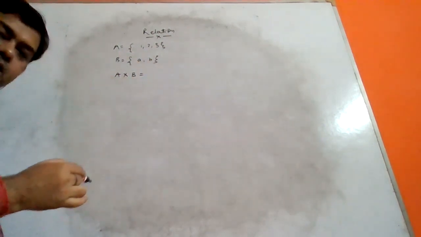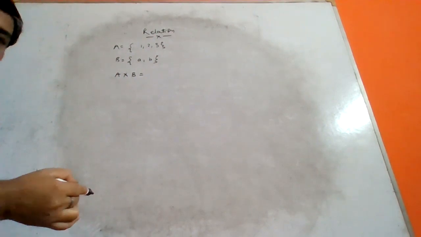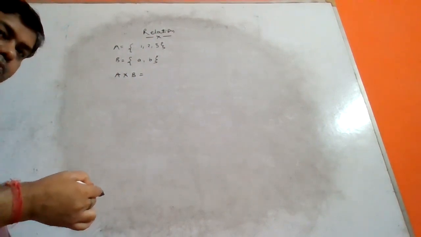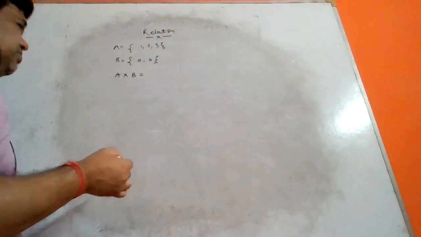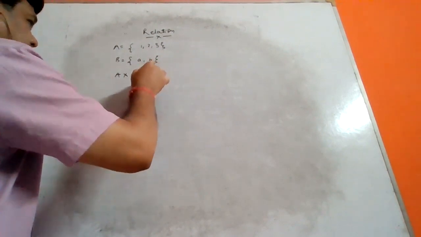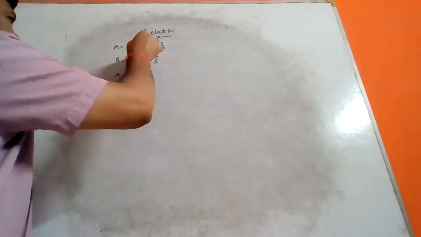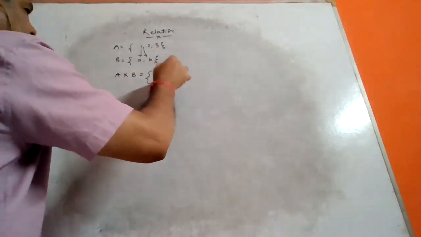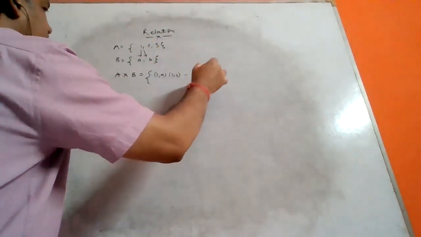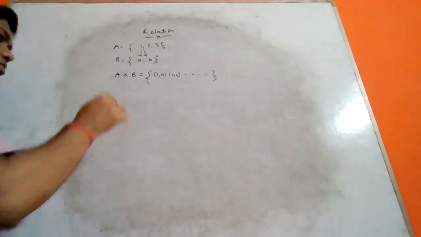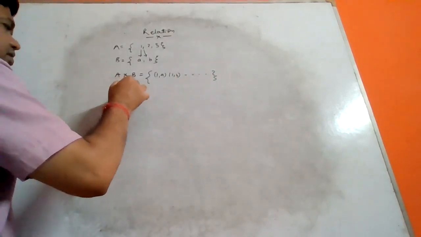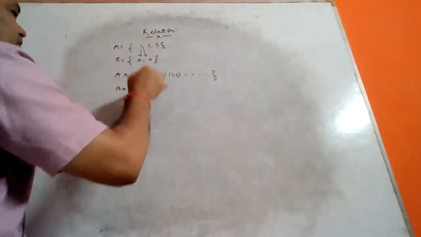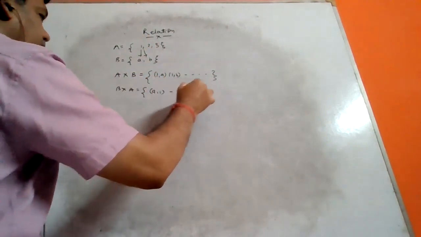A cross B, that is what? That is the Cartesian product of A and B. So the Cartesian product of A and B is the ordered pairs of 1 to a and 1 to b, already discussed in class. 1a, 1b, and so on, 2a, 2b, and so on, 3a, 3b, and so on. Similarly, B cross A, we can calculate easily: a1, a2, a3, b1, b2, b3, and so on.